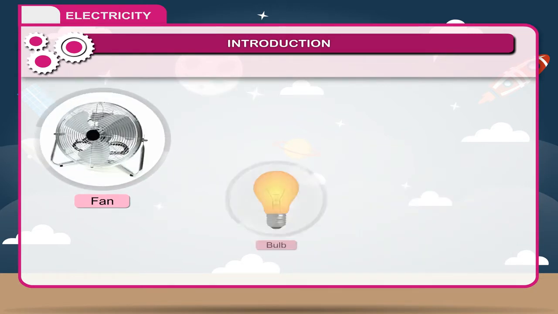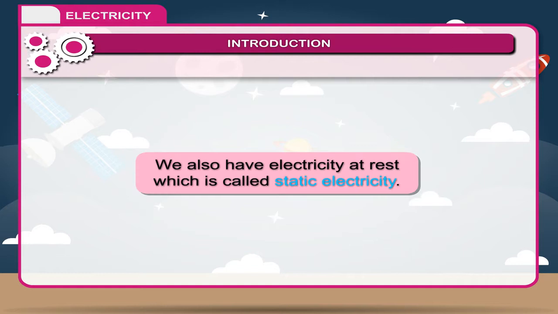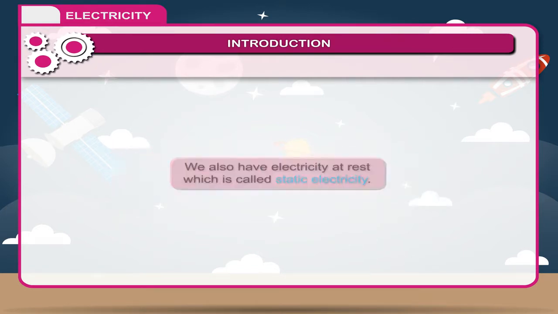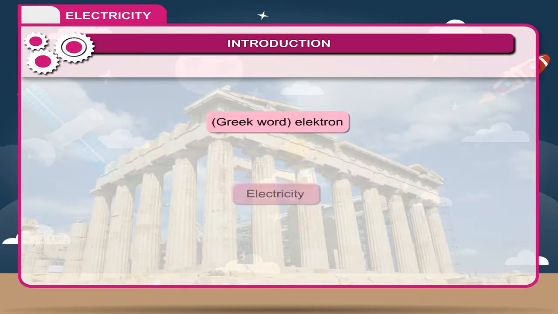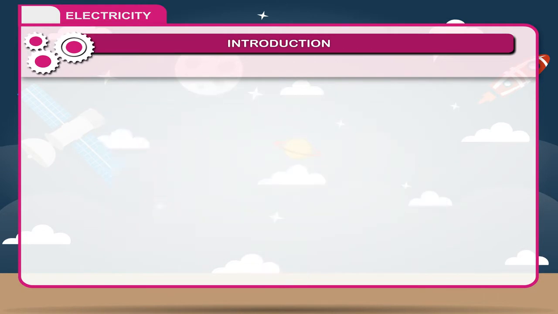Appliances like fan, bulb, refrigerator, etc. use electricity to work. These are the examples of electricity in motion, flowing electricity. We also have electricity at rest, which is called static electricity. The word electricity is derived from Greek word electron, which means amber, a kind of resin provided by certain plants.